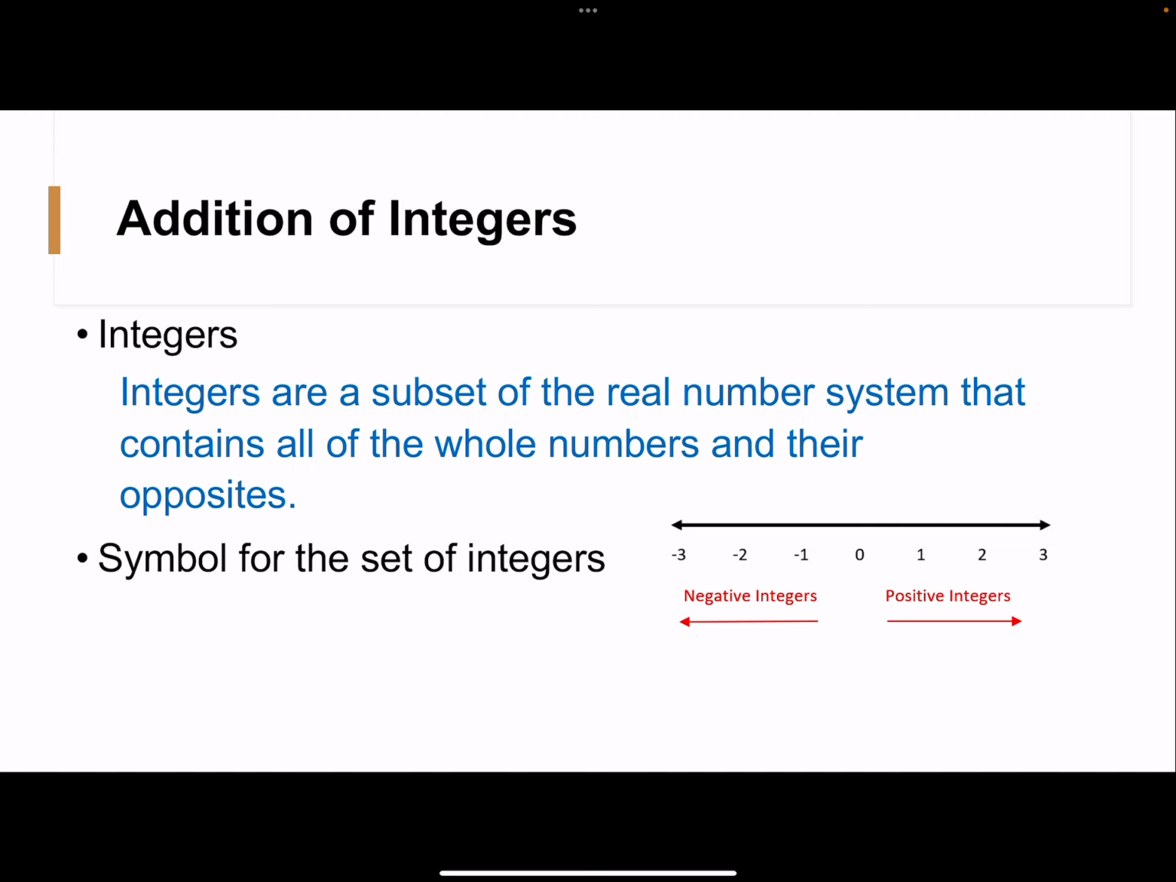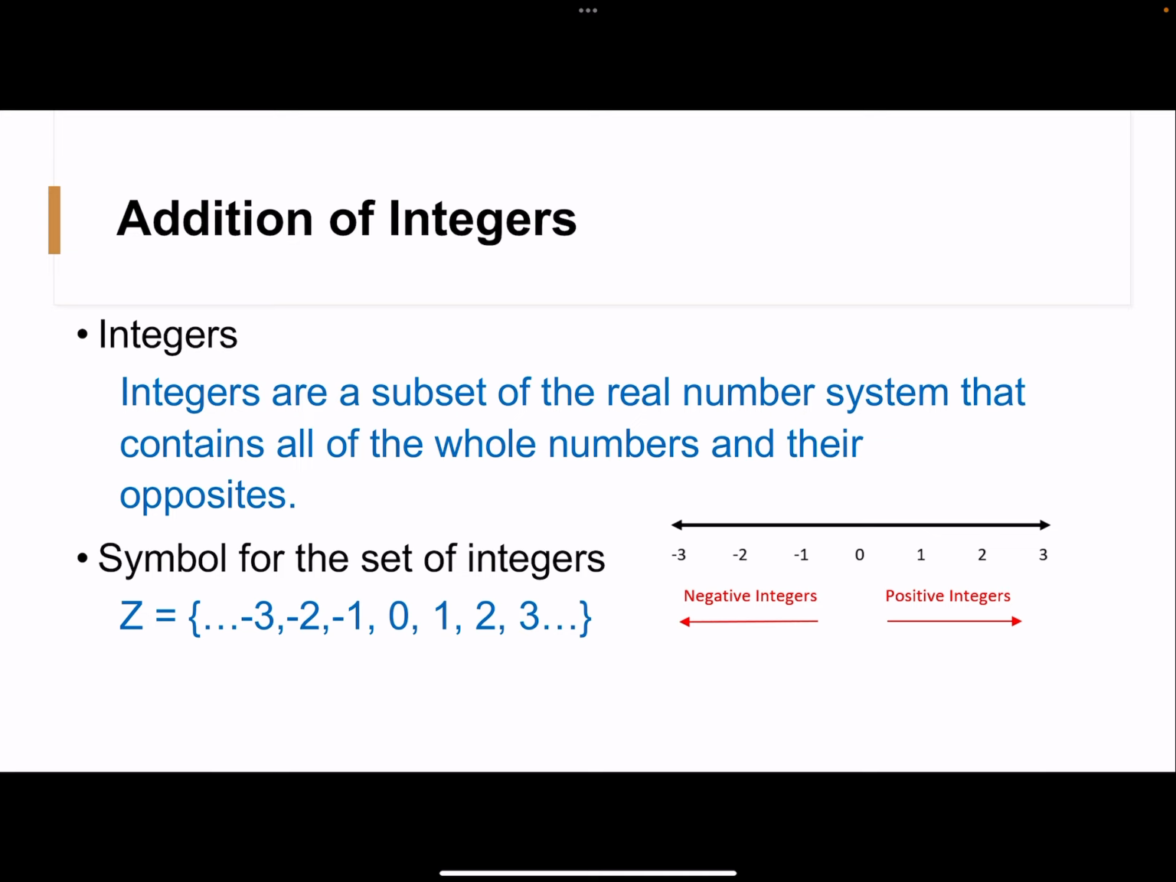We represent the set of integers using the symbol of a capital Z. So I've included this in set builder notation that it includes all the numbers 0, 1, 2, 3, and its opposites, and etc. Integers does not include fractions, it does not include decimals. We're only talking about whole numbers and their opposites.